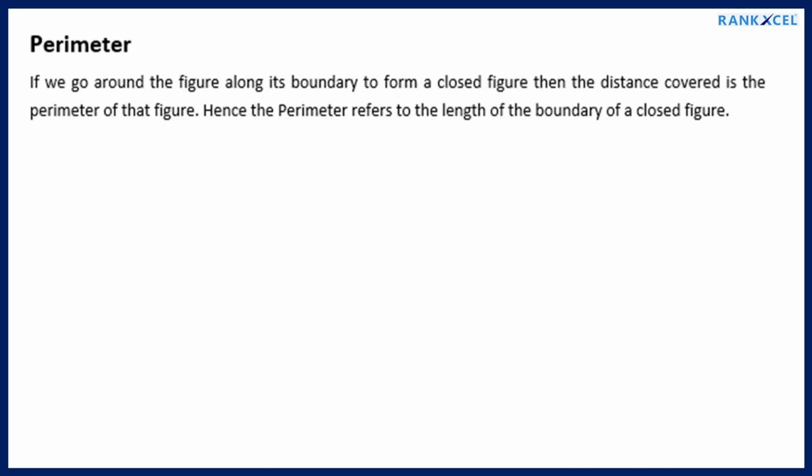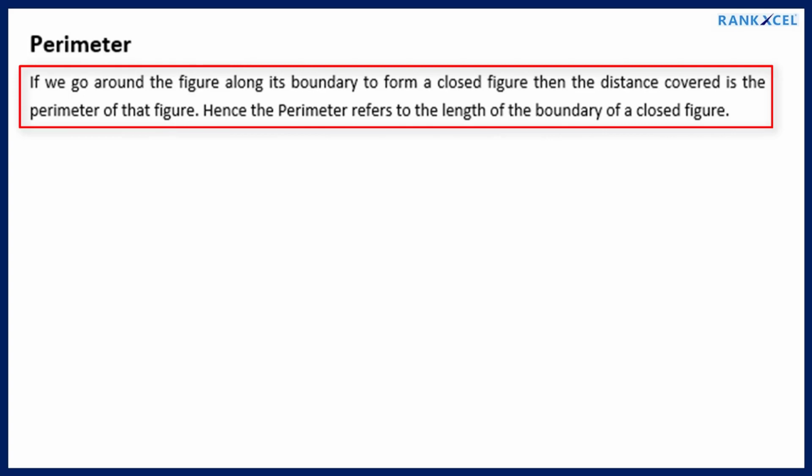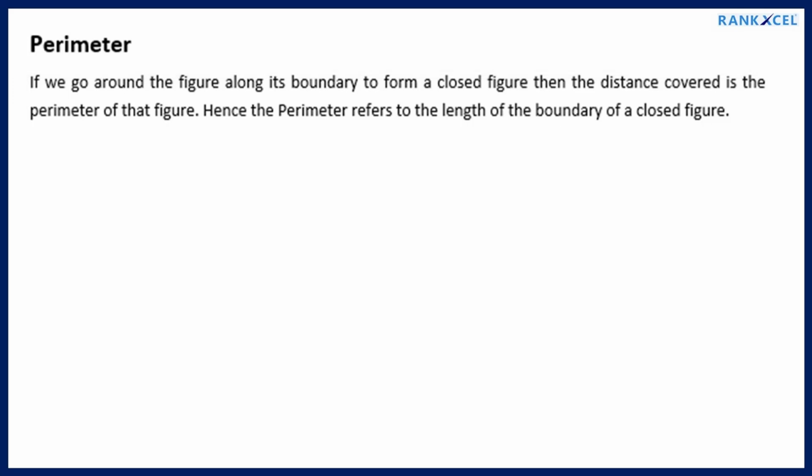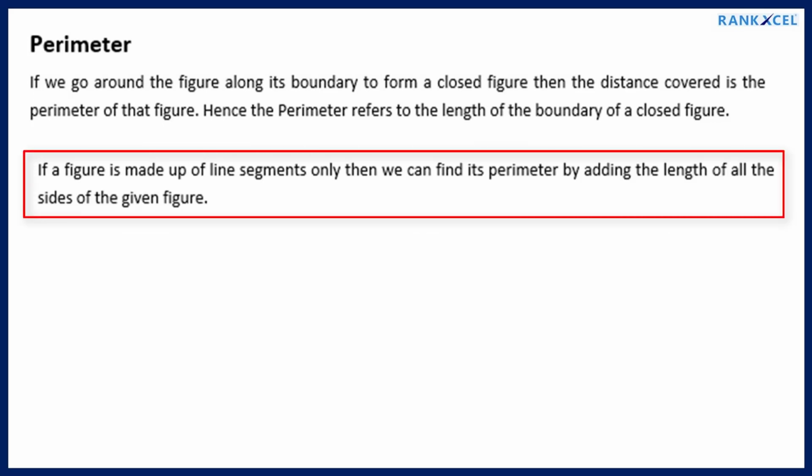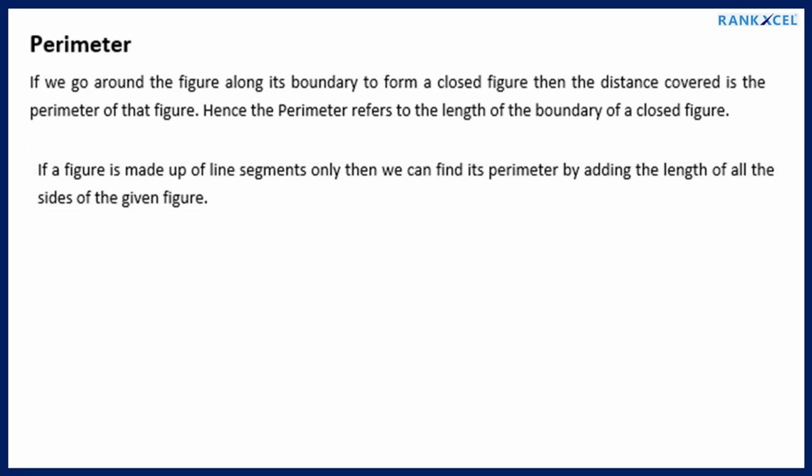Perimeter. If we go around the figure along its boundary to form a closed figure, then the distance covered is the perimeter of that figure. Hence the perimeter refers to the length of the boundary of a closed figure. If a figure is made up of line segments only, then we can find its perimeter by adding the length of all the sides of the given figure.